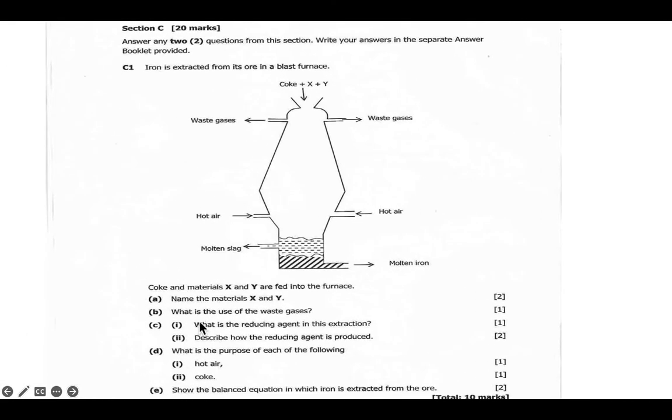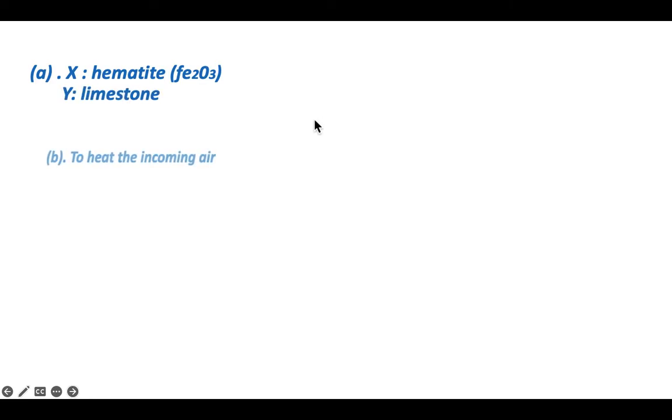Okay, let's try to review back. If we look at question B, what is the use of the waste gases? The waste gases are used to heat the incoming air. If we look at the incoming air, the waste gases are used to heat them. So we can say the waste gases are used to heat the incoming air. That's one of the uses of the waste gases.